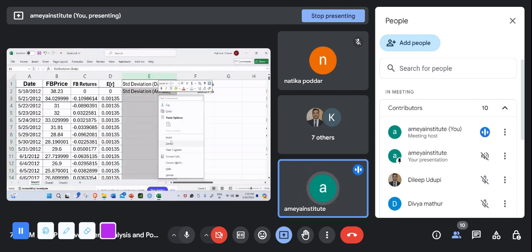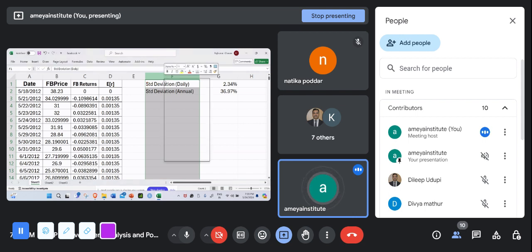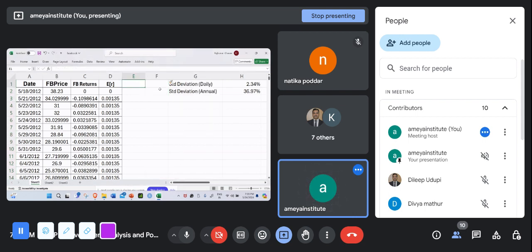Now, how do we calculate this manually? If I want to calculate this manually here, please add two more columns. Added. Shall we? Okay, so let's add one more.